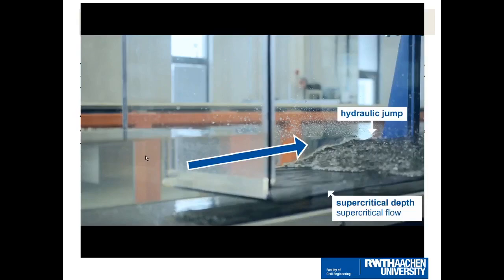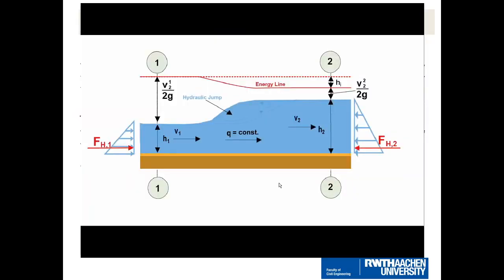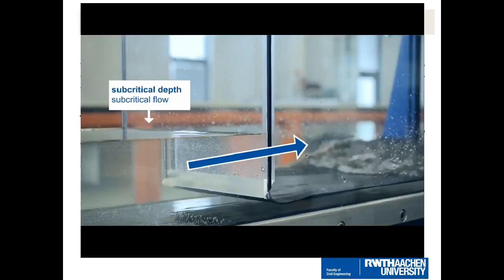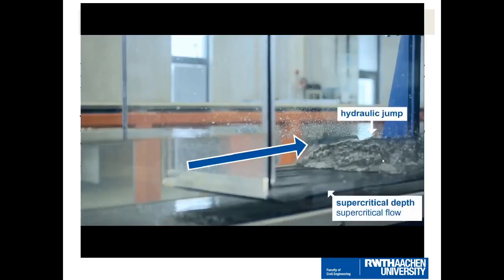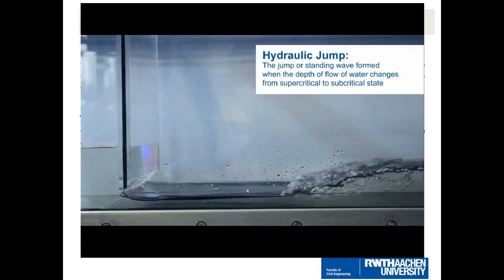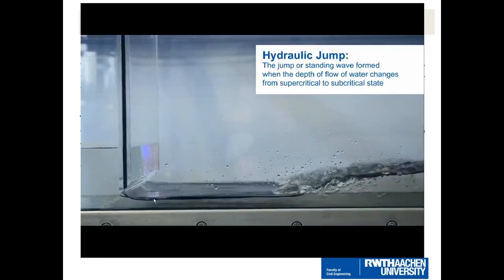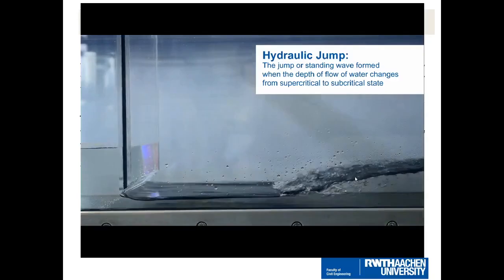Here you see a subcritical flow. This is a supercritical flow, and we had a hydraulic jump. Let's review again. This is subcritical, again supercritical. The hydraulic jump appeared here. This is the location of the hydraulic jump, supercritical. And again here you see I have a supercritical flow, and this is the hydraulic jump.